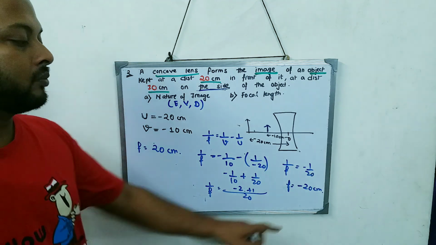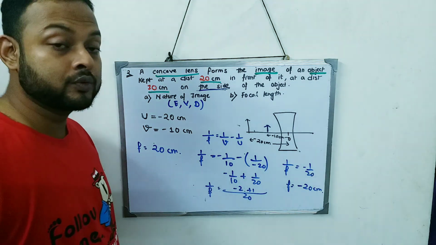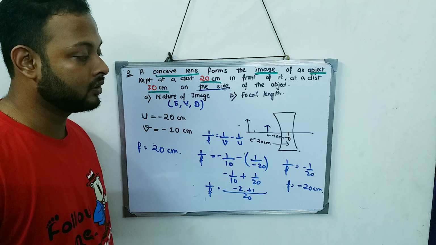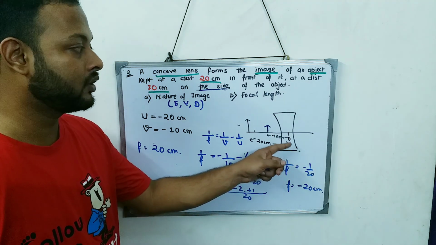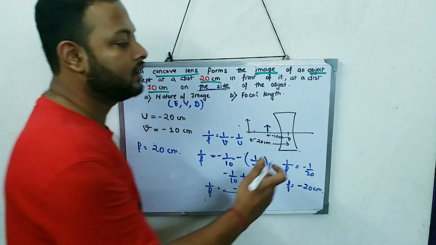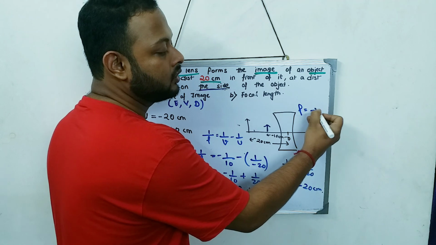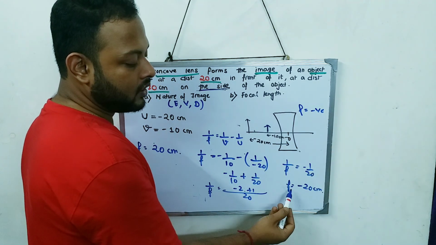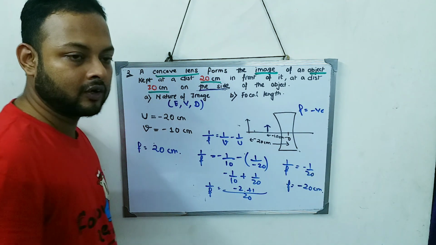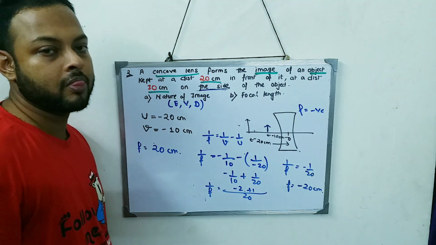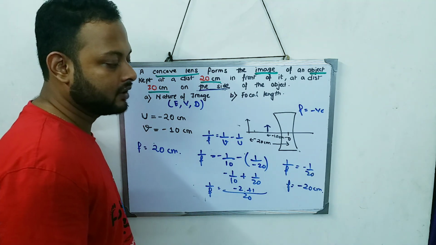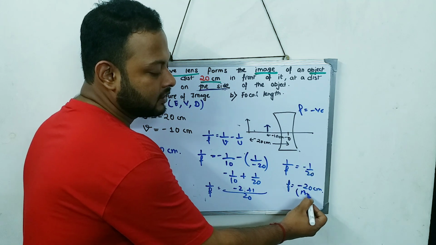Okay, f is equal to minus 20 centimeter, and I should know whether my answer is correct or wrong. You know, the focal length of a concave lens is always negative. And over here the focal length I got is negative. As a result, the answer is correct. So this is the second answer.